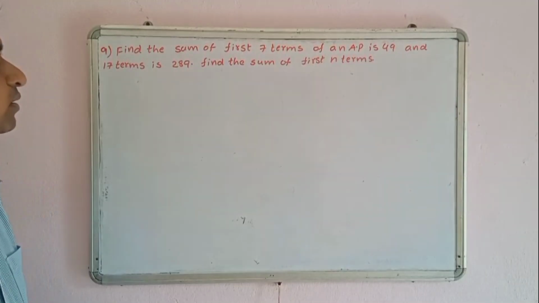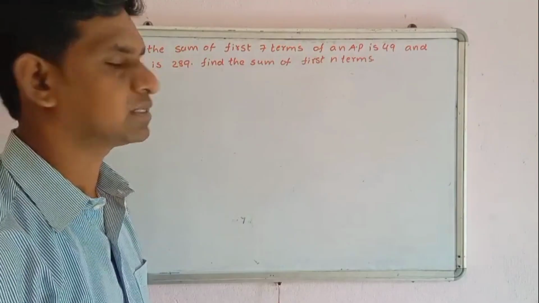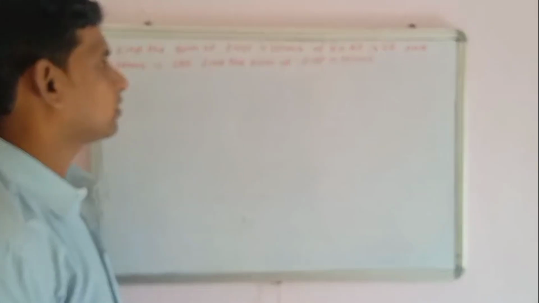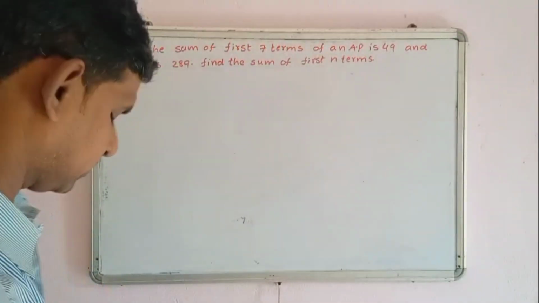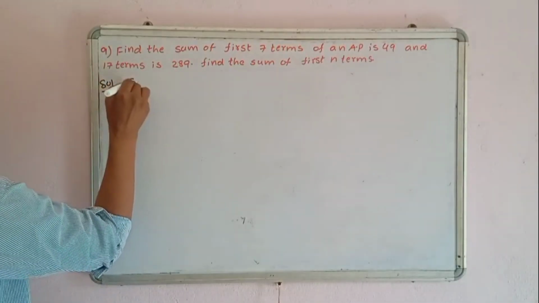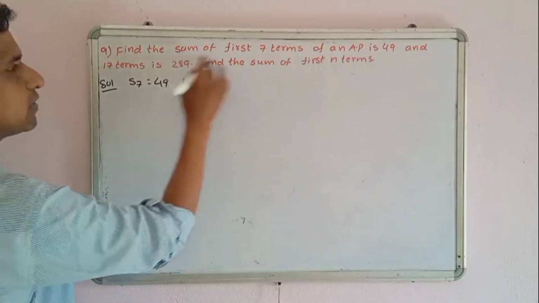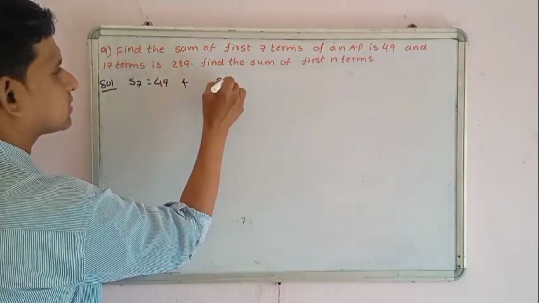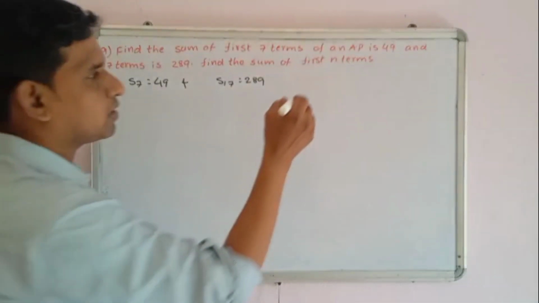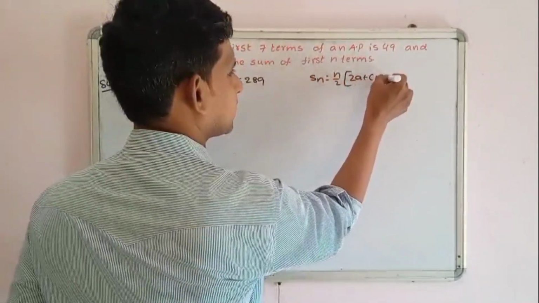Problem 9. The sum of first 7 terms of an AP is 49 and of first 17 terms is 289. Find the sum of first n terms. See, the sum of first 7 terms, that is S7. S7 equals 49. And the sum is given for S17, sum of first 17 terms. S17 equals 289. What is the Sn formula? n by 2 into 2a plus n minus 1 into d.